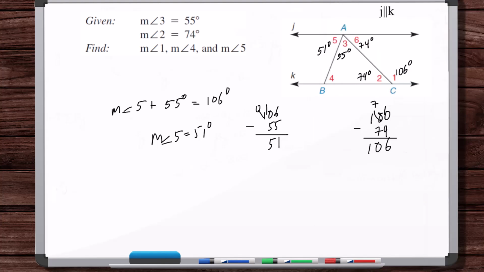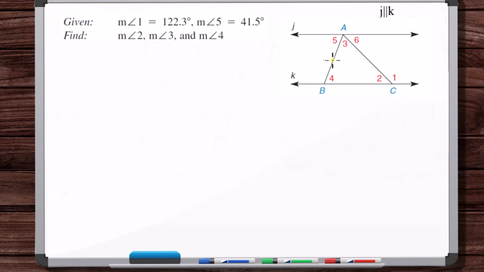$180. There we go. Okay. Now the measure of angle 4 is going to be 51. Opposite interior angles. Okay, measure of angle 1 is 122.3 degrees. Measure of angle 5 is 41.5 degrees. So that means angle 4 is going to be 41.5.